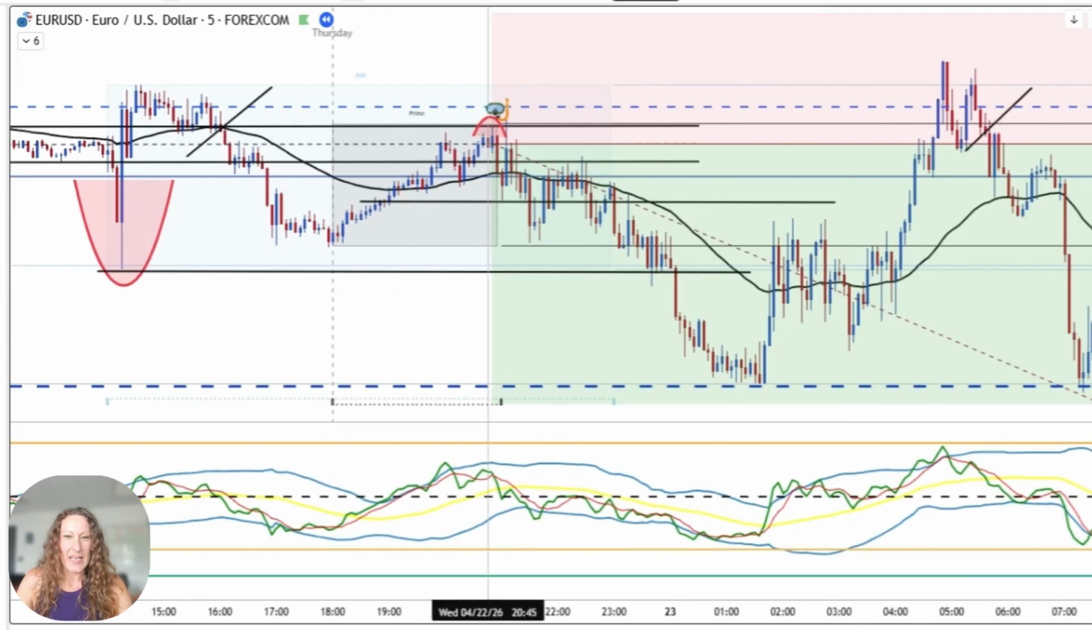With that, go ahead and take a snapshot of today's trade. This is for Wednesday, April 22nd, and save it to your trade log.